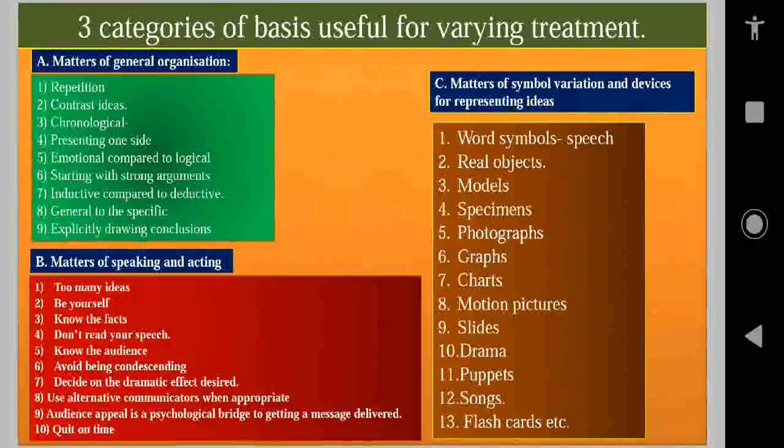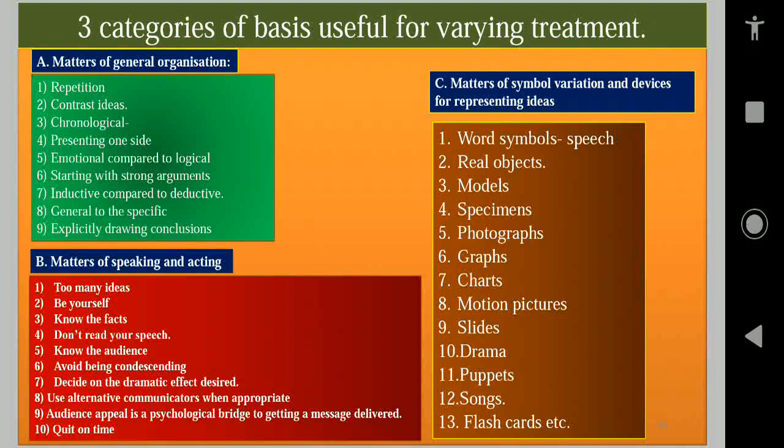Here three categories of basis are useful for varying treatment. First is matters of general organization, second is matters of speaking and acting, and third is matters of symbol variation and devices for representing ideas. Matters of general organization include repetition, contrast ideas, chronological order, presenting one side only, emotional compared to logical, starting with strong arguments, inductive compared to deductive, general to the specific, and explicitly drawing conclusions.